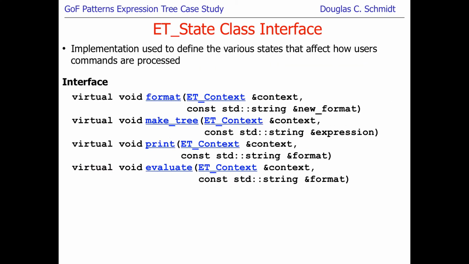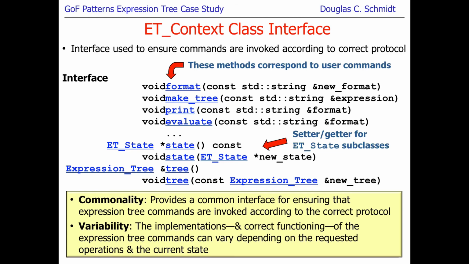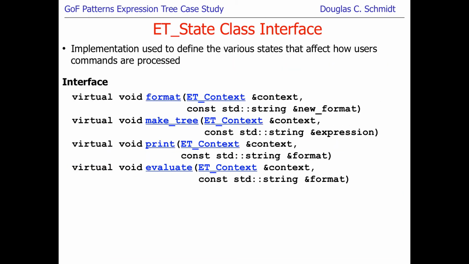Notice this has the same method names that we have for the context: format, make tree, print, evaluate, and so on, with one difference. These methods are delegated to from the context, and so the context passes itself in to every one of these methods. So you can see where it says get context, context. The context is actually passing itself in to all the state methods, and it's doing this so the state methods, before they're done, can update the state that the context uses in order to figure out who to delegate to.